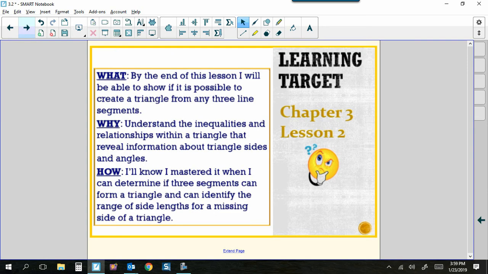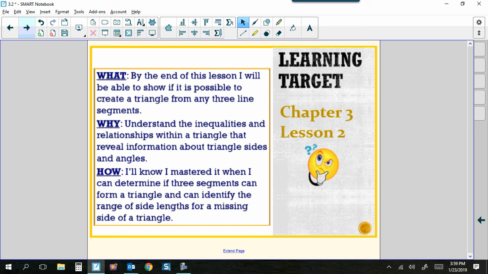Our learning target for today. What we are learning is that by the end of the lesson, I will be able to show if it's possible to create a triangle from any three line segments. Why do we need to learn this? Understanding the inequalities and the relationships within a triangle that reveal information about triangle sides and angles is very important. You can't just take any three segments and make a triangle out of them.